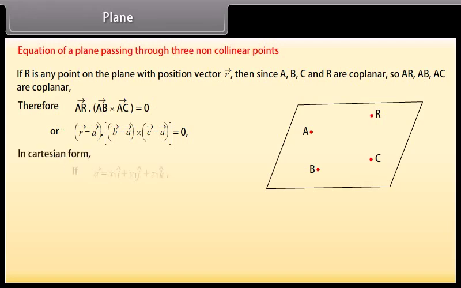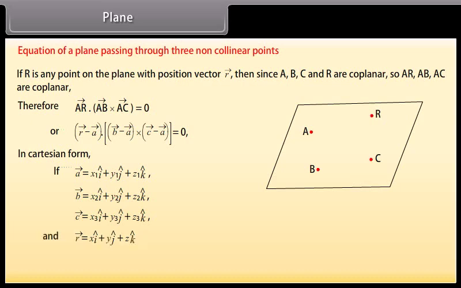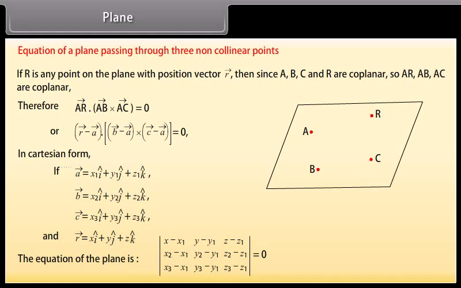In Cartesian form, if vector A equals x1 i cap plus y1 j cap plus z1 k cap, vector B equals x2 i cap plus y2 j cap plus z2 k cap, vector C equals x3 i cap plus y3 j cap plus z3 k cap, and vector r equals x i cap plus y j cap plus z k cap, the equation of the plane is the determinant, row-wise: first row x minus x1, y minus y1, z minus z1; second row x2 minus x1, y2 minus y1, z2 minus z1; third row x3 minus x1, y3 minus y1, z3 minus z1; equals 0.